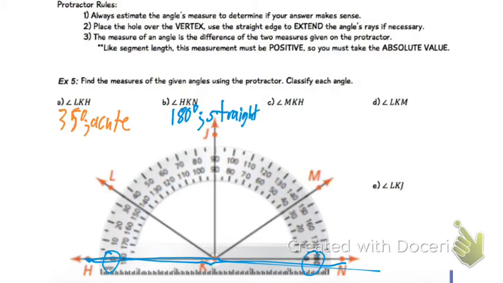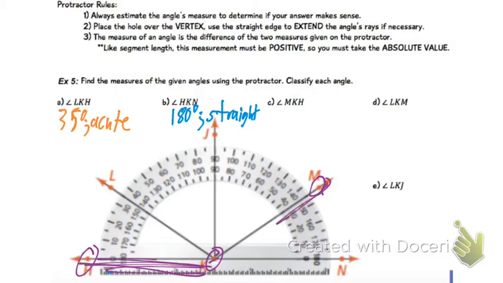Okay. What about the measure of angle MKH? 35 degrees. Okay, 35 degrees, M to K to H. So is 35 degrees realistic for this one? Someone's saying no. Okay, let's look at this, ray MKH, M to K to H. So is it realistic for everything inside of here to be only 35 degrees? No, it'd be an acute angle. But is this acute or obtuse? It's obtuse, okay?